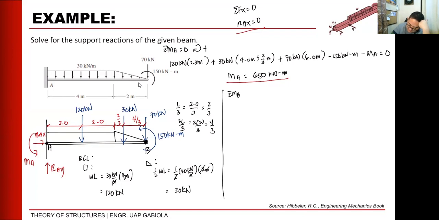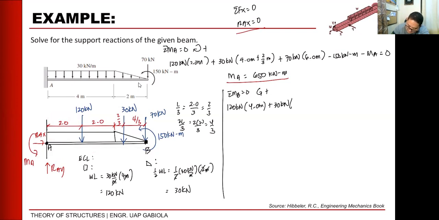Next, summation of moment at B. Summation of moment at B equals to 0. Taking, so yung forces natin, counterclockwise yung positive niya. Okay? So, counterclockwise is positive. So, apply natin yung moment natin. So, we have 120 kilonewton times ilan yung distance natin. So, that will be 6 yung total, so, minus 2. So, 4 lang yung distance niya. So, 4.0 meter. Plus 30 kilonewton.